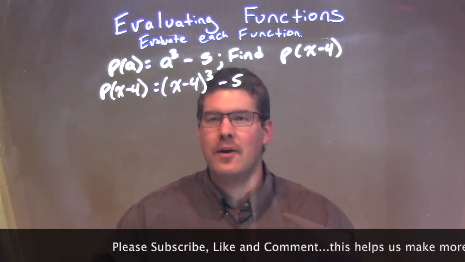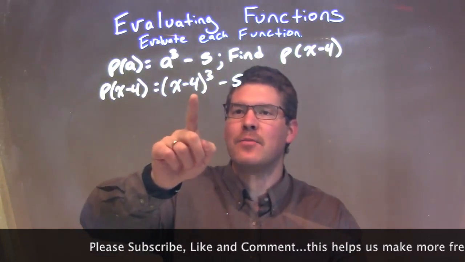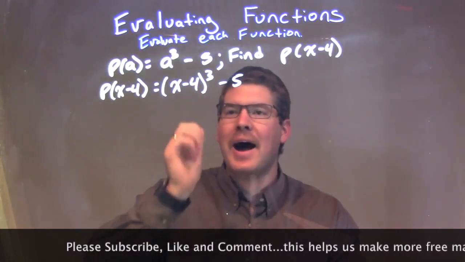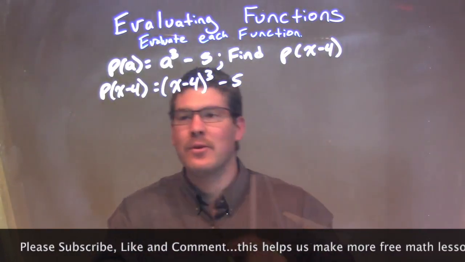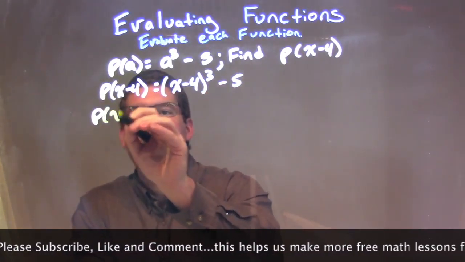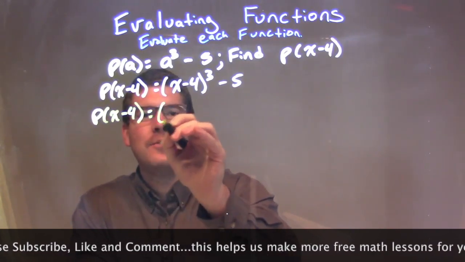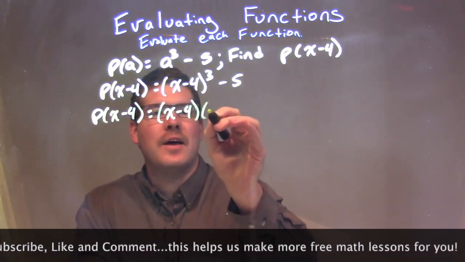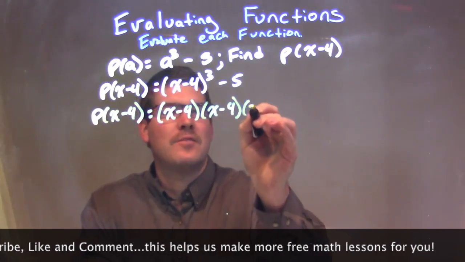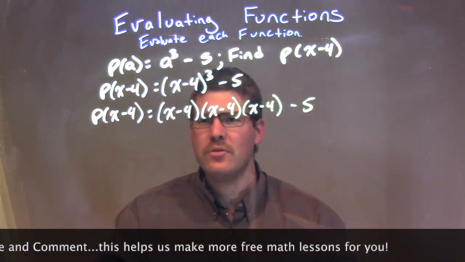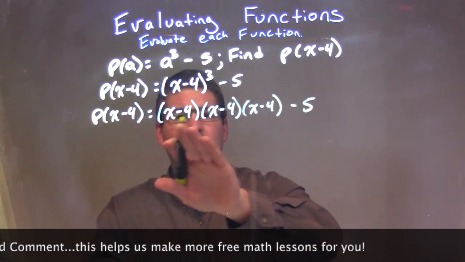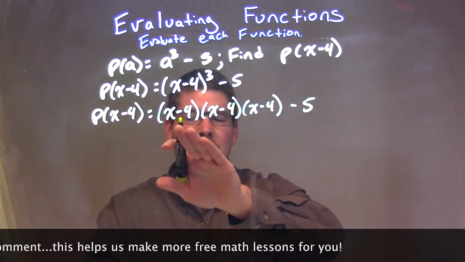So what I need to do now is simplify this. And since I have x minus 4 to the 3rd power, I need to write this as x minus 4 times x minus 4 times x minus 4. So we have p of x minus 4 here is equal to x minus 4 times x minus 4 times x minus 4 minus 5. So now what I'm going to do is just distribute the first two together, really x minus 4 all squared.